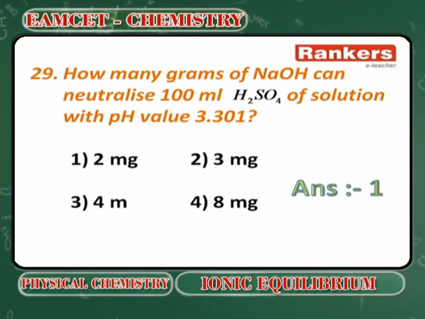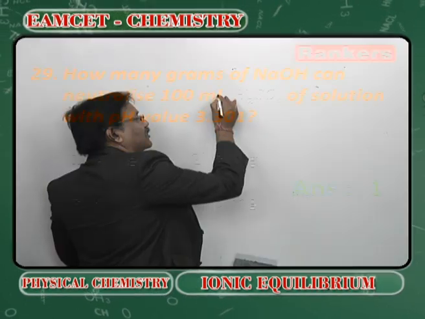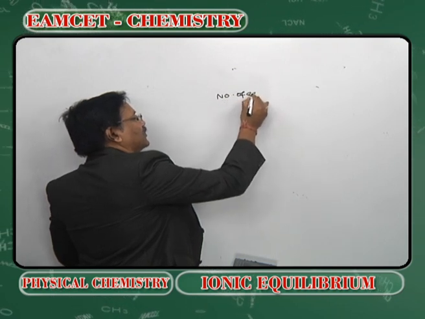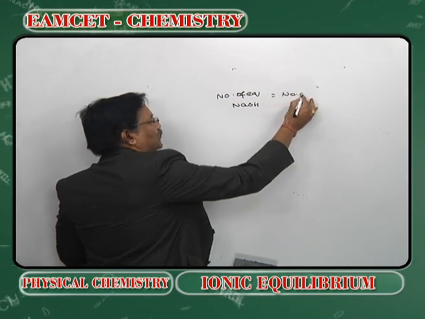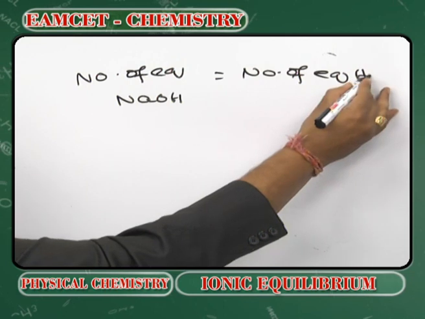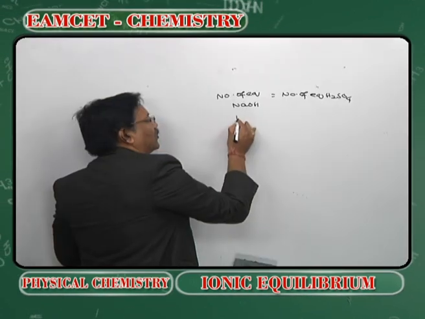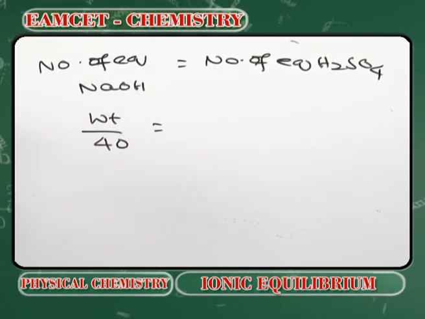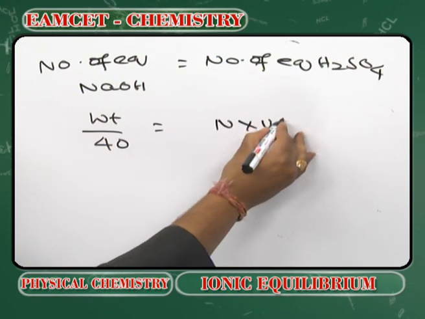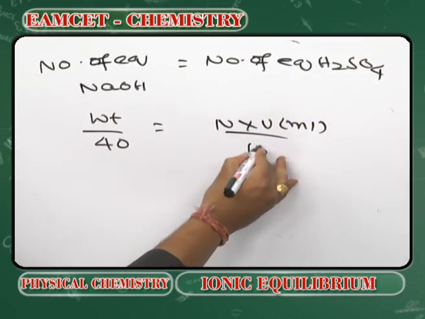Next, how many grams of NaOH can neutralize 100 ml of H2SO4 solution with a pH value of 3.3? What is the approach here? Number of equivalents of NaOH is equal to number of equivalents of H2SO4. Here, how do you get it? Weight by equivalent weight, weight by 40 for NaOH, and normality into volume in ml by 1000 for H2SO4.